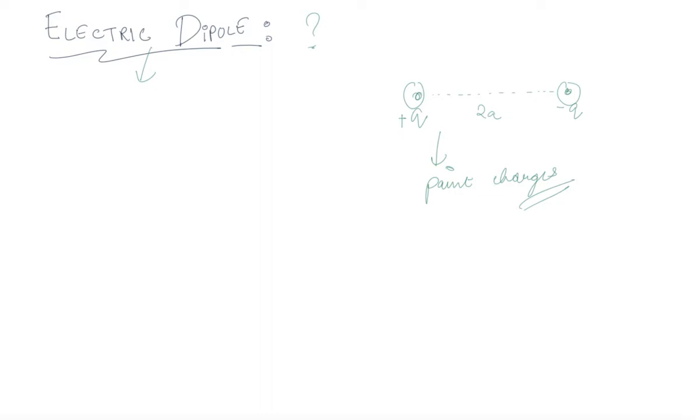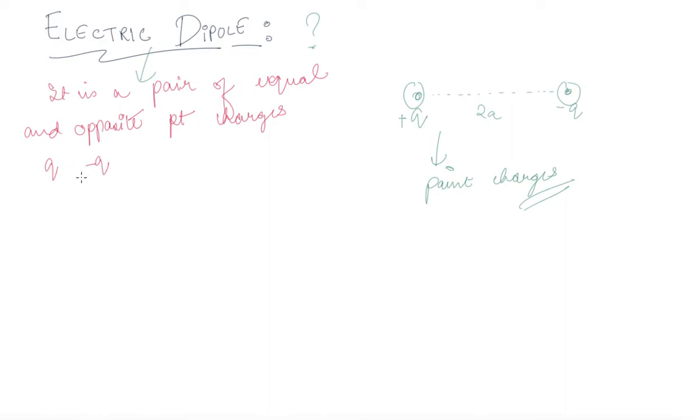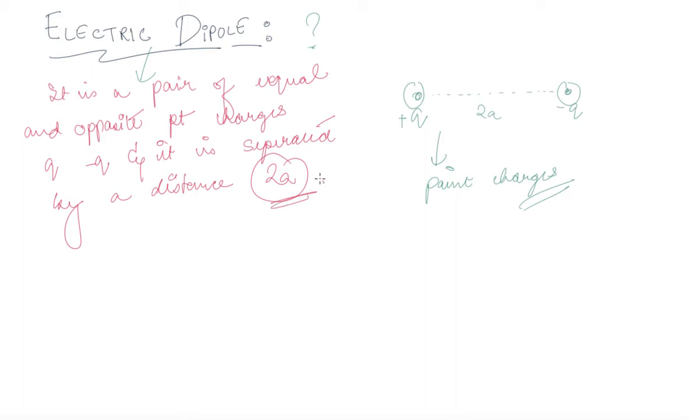So what is an electric dipole? If this is a question, then your answer should be: it is a pair of equal and opposite point charges, namely q and minus q, separated by a distance of twice a. So this is how we define an electric dipole.